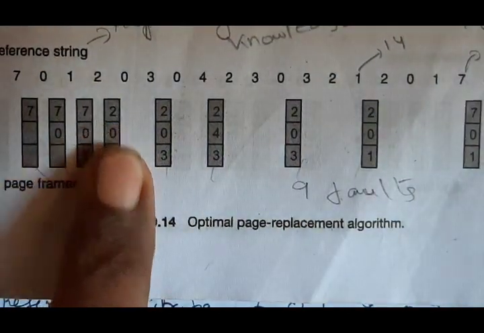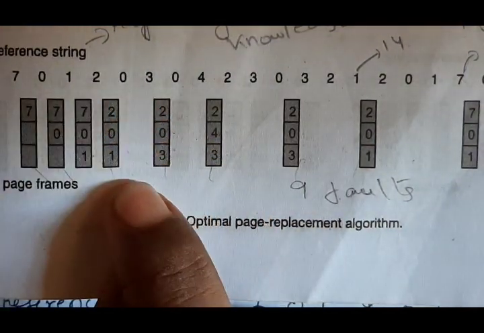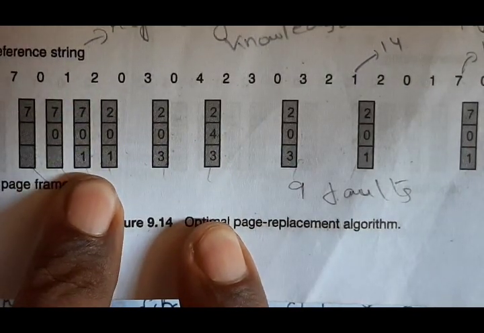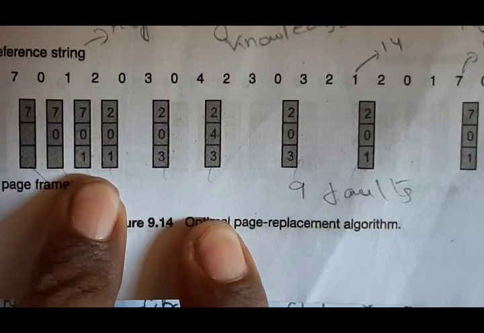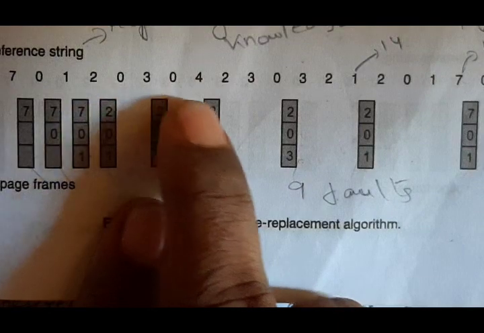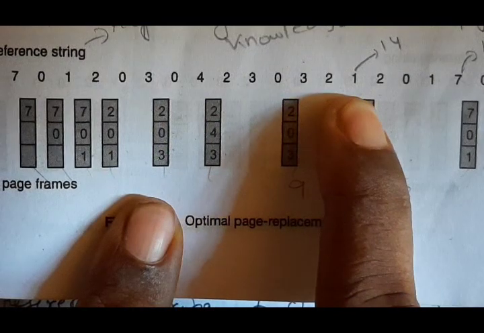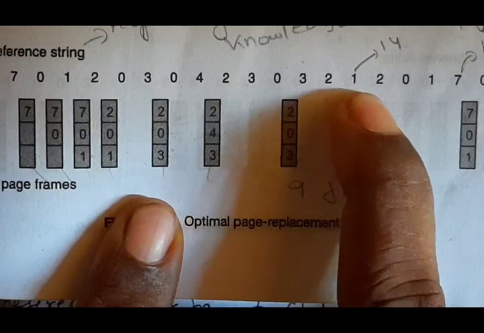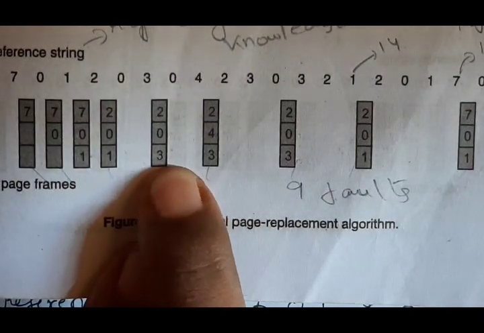Clear? No? Next, 0 is present, no problem. Next, 3 is not present here. Among 2, 0, 1, which page will not be used for the longest period of time? 0 you are going to use, 2 also you are going to use, 1 is used after a long time. So in place of 1 you replace 3. Clear? No? Next 0 is already present.